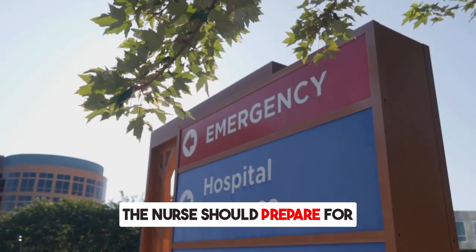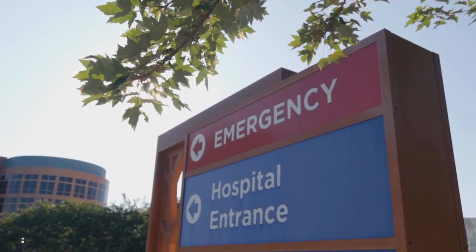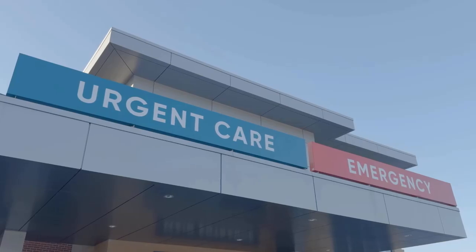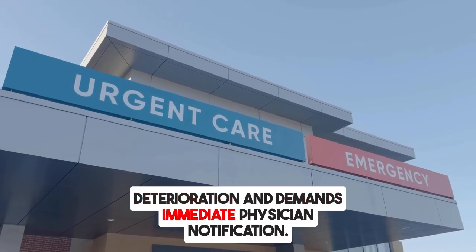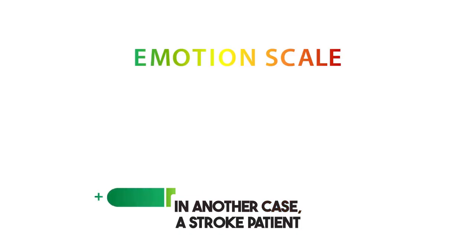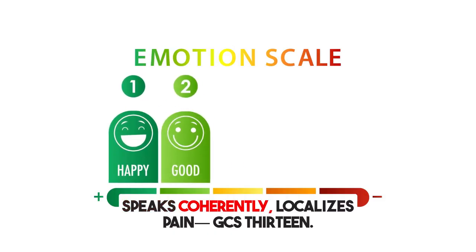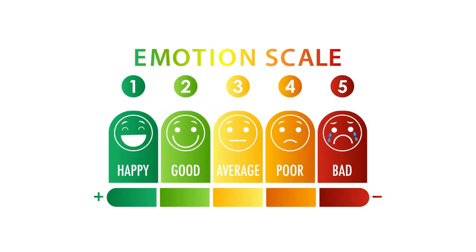The nurse should prepare for rapid imaging, maintain spinal precautions, monitor airway, and reassess frequently. A drop from 9 to 7 signals deterioration and demands immediate physician notification. In another case, a stroke patient initially displays eye-opening to voice, speaks coherently, localizes pain, GCS 13.